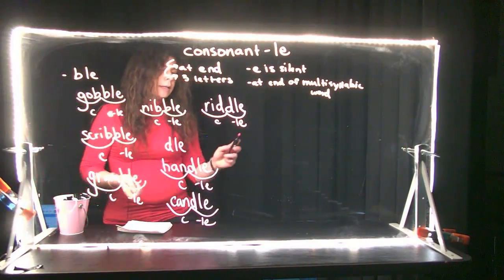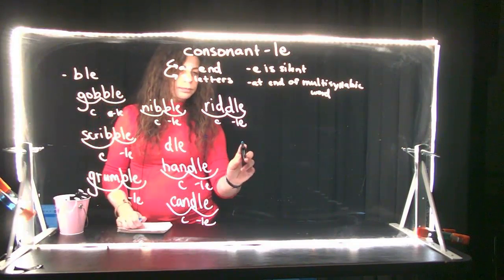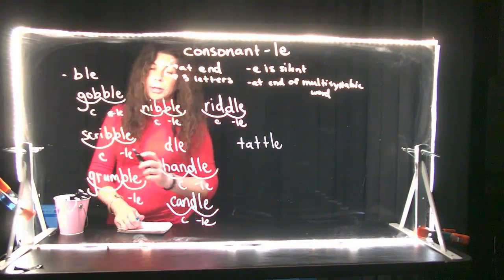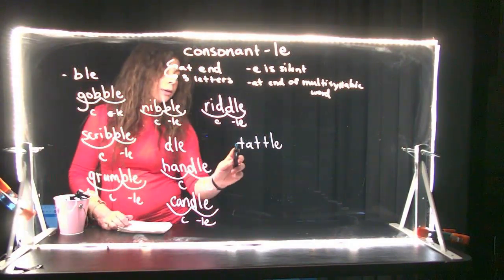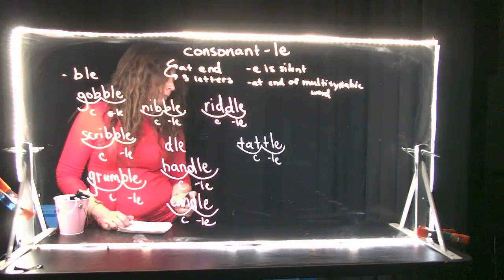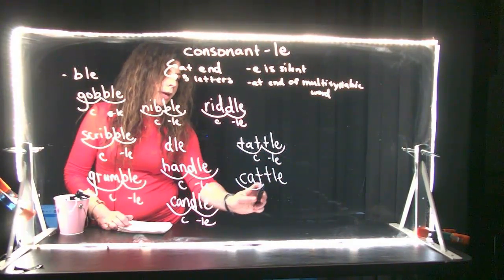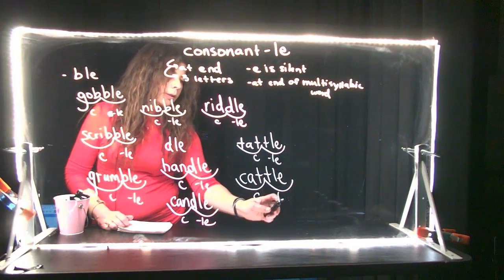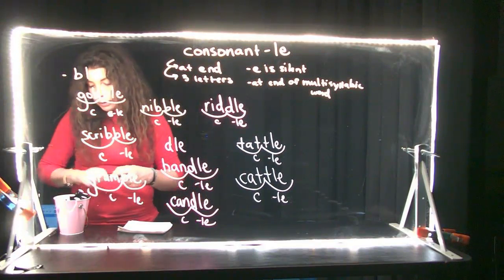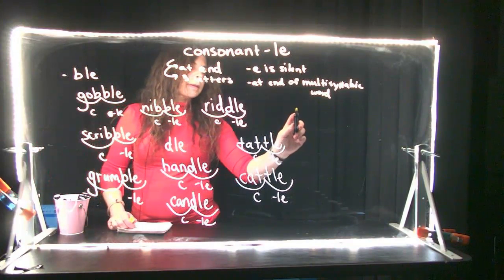You can have a T. How about this word? I'm sure you like to do that to your little brother. Cattle, cat, tle. Another word for sheep. Cat, tle, closed syllable, consonant LE. Then a CK, pickle.